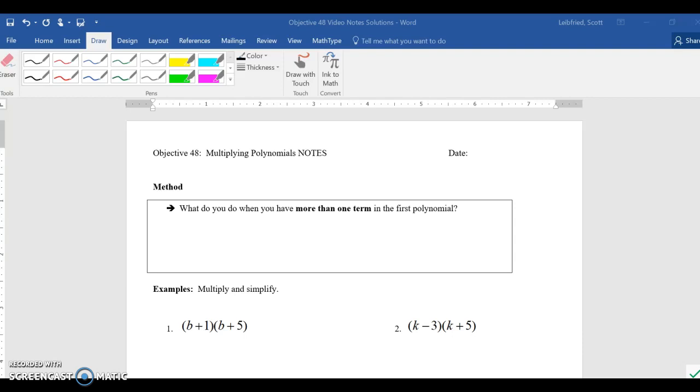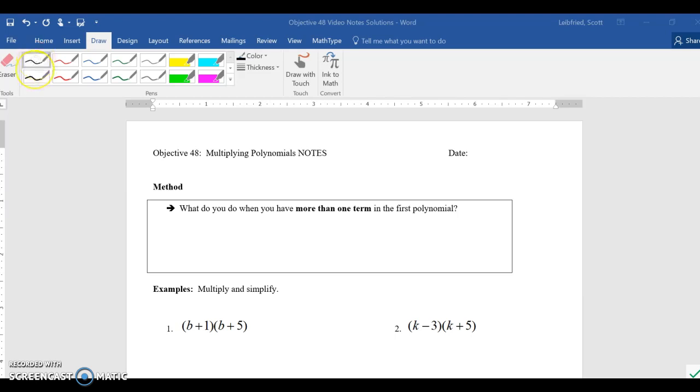Yesterday we learned that when you multiply a monomial times a polynomial, you basically distribute. Well, we're going to build on that idea today. So the method that we want to talk about is, what do you do when you have more than one term in the first polynomial? So there are going to be two key steps.